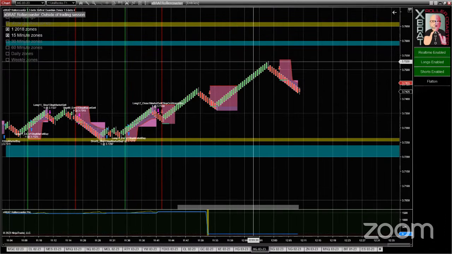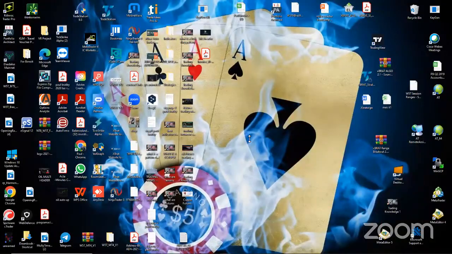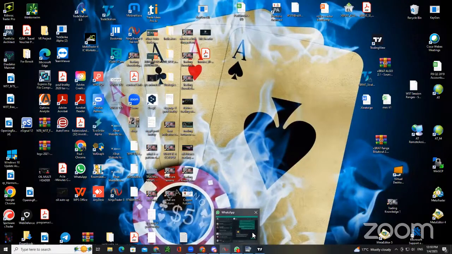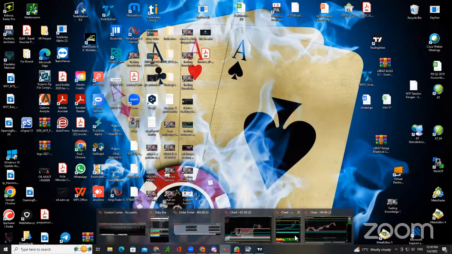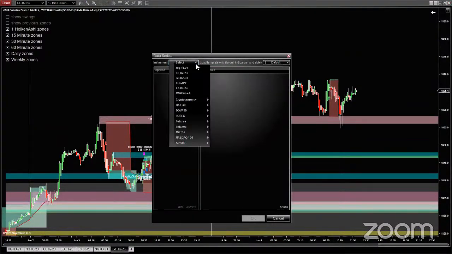Now we are going to move away from those auto traders and set up a chart for an instrument that I've not set it up for at all. So we're going to go blind. I'm going to open a new chart set. I'm going to select, let's have a look at futures here.